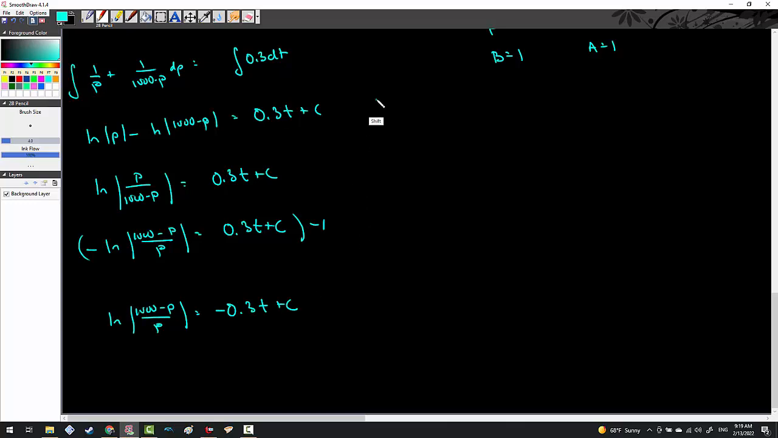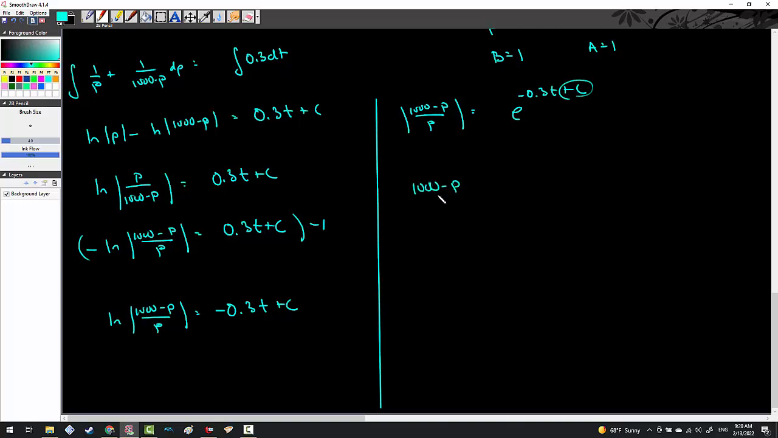Let's go and do some exponential conversion now. I'm going to move over to this side of the screen, and I'm going to get the absolute value of 1,000 minus p over p is equal to e to the negative 0.3t plus c. This c will come down and become the coefficient in front of e, so 1,000 minus p over p in absolute value equals ce to the negative 0.3t. Plus or minus c is just c, so 1,000 minus p over p equals ce to the negative 0.3t.